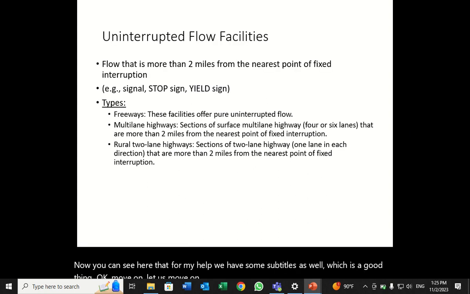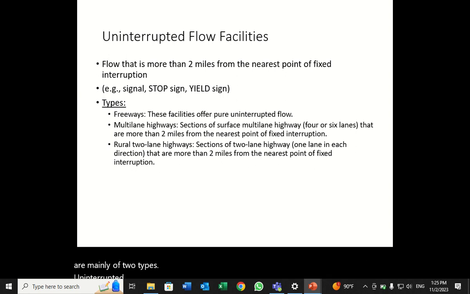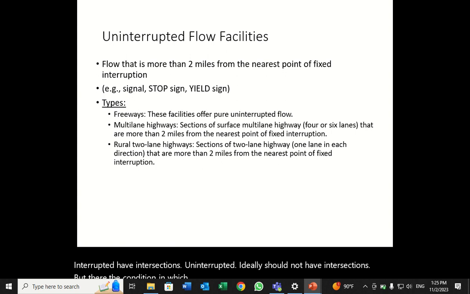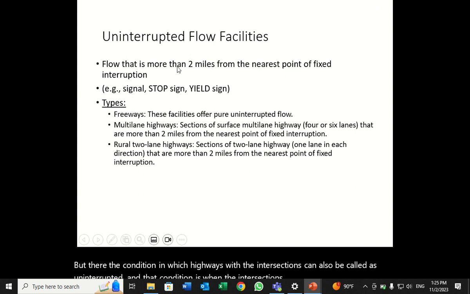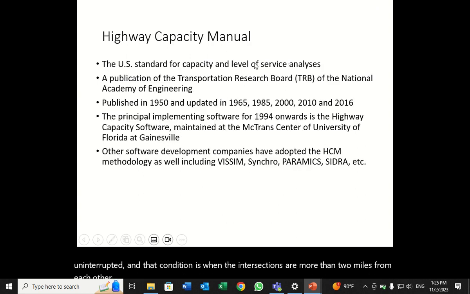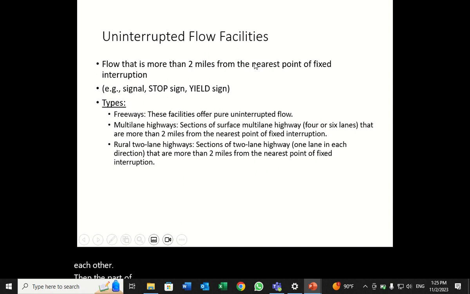So we have talked about traffic flow facilities. They are mainly of two types: uninterrupted and interrupted. Interrupted have intersections, uninterrupted ideally should not have intersections. But there is a condition in which highways with intersections can also be called uninterrupted, and that condition is when the intersections are more than 2 miles from each other. Then the part of the highway between these intersections can be called uninterrupted.